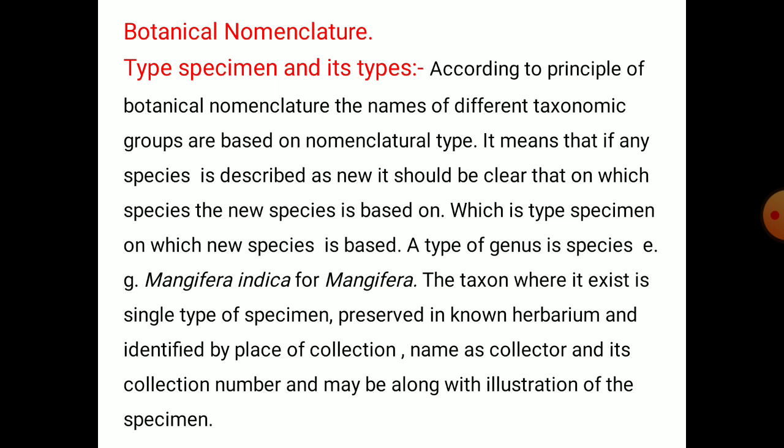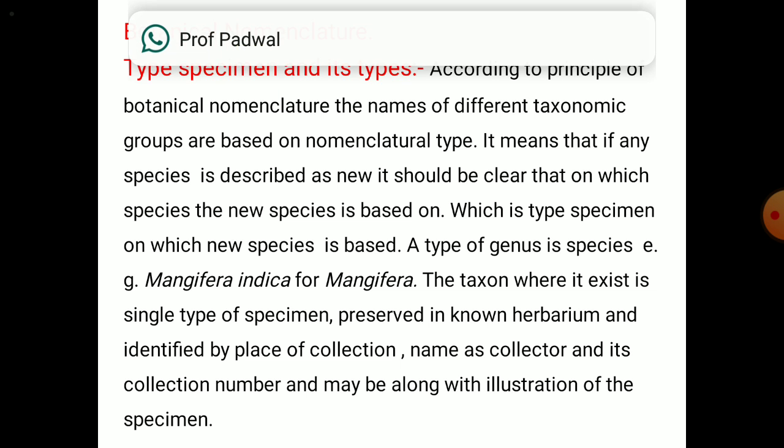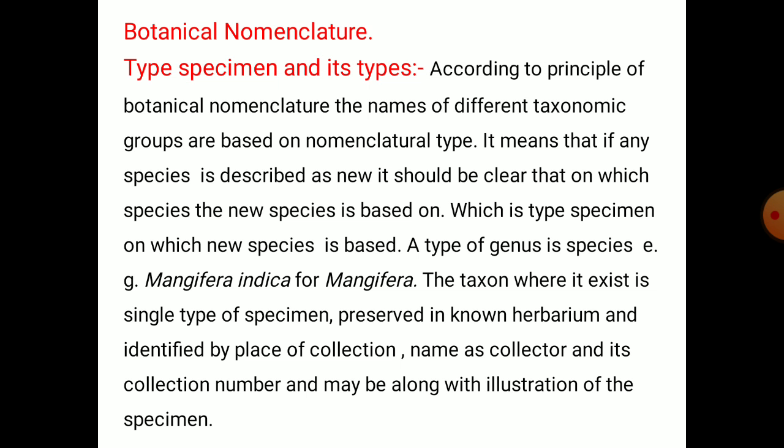So he should study the new species, describe it, and designate it. And whenever a new species is raised by himself, at that time he should make clear on which type specimen the entire species is based. So this is the type species of the genus. For example, Mangifera indica for Mangifera, it is this species.